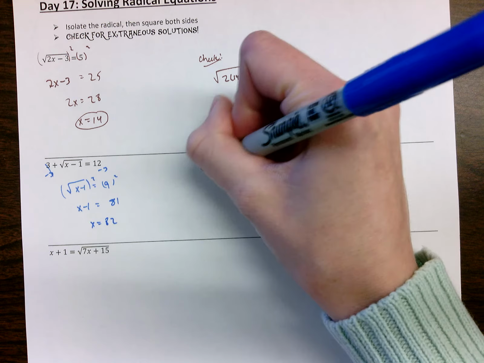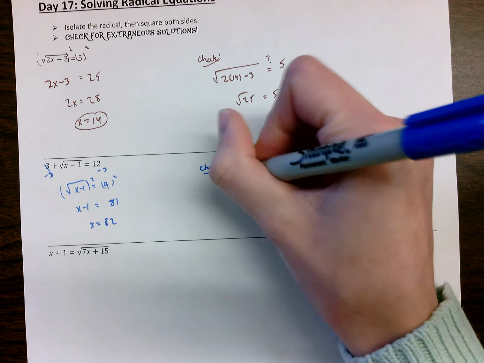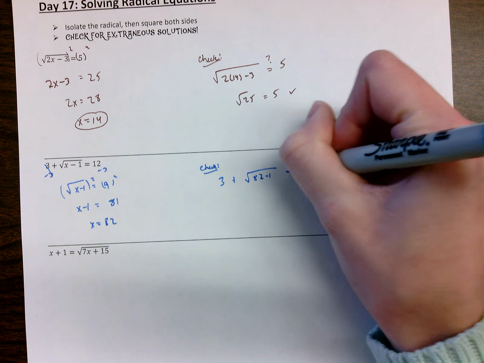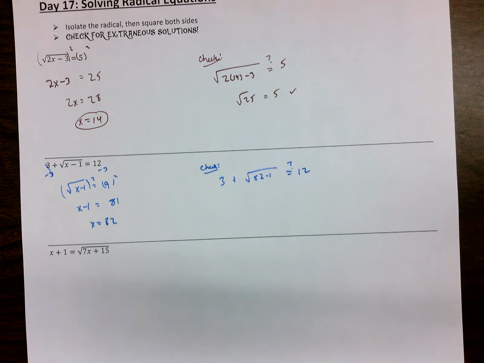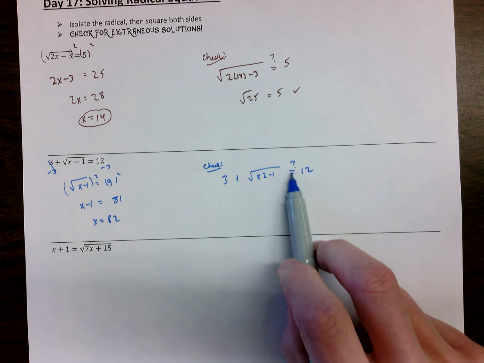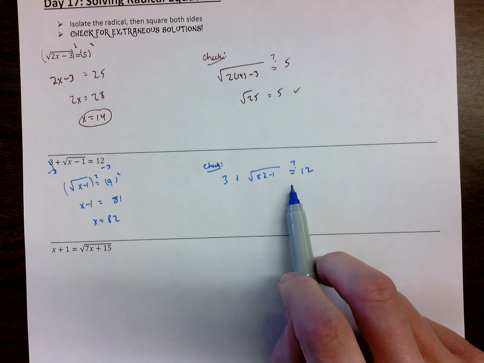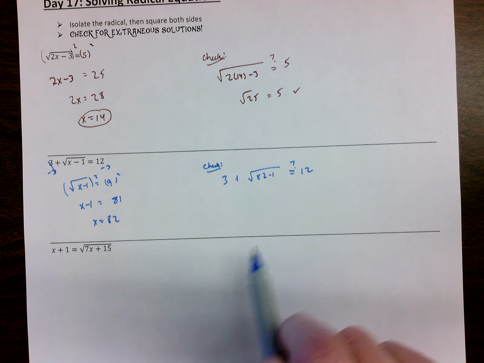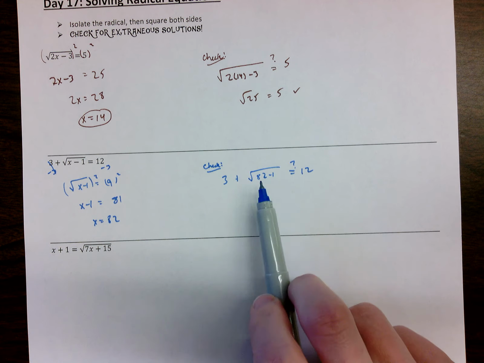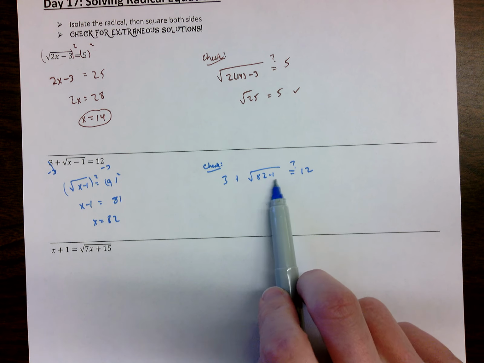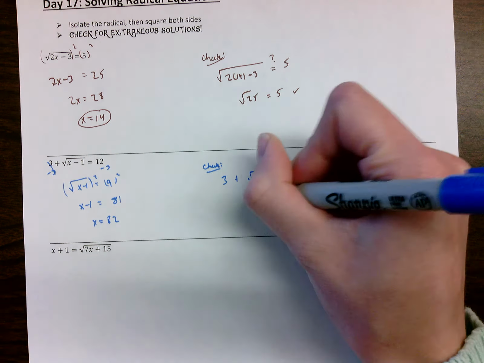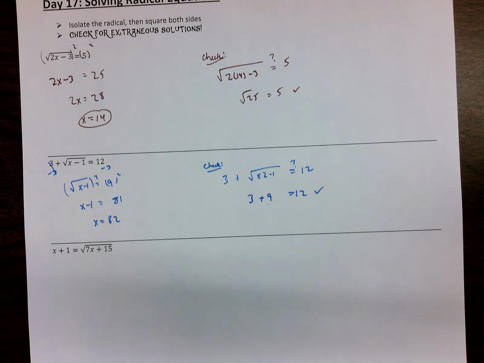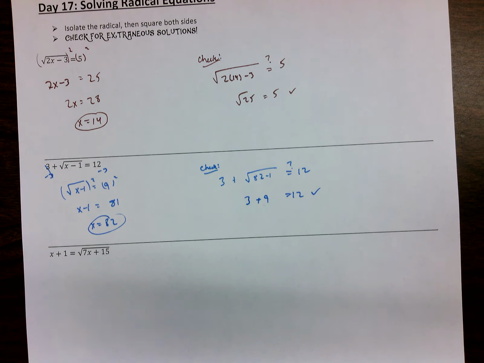Again, we need to check our answer. 3 plus the square root of 82 minus 1, does that equal 12? When you're checking answers, you usually put a question mark above the equal sign, because we're not saying they do equal, we're questioning if they equal. The square root of 82 minus 1 is the square root of 81, which is 9. Does 3 plus 9 equal 12? Yes, it does, so we're good. 82 is indeed the solution to this equation.